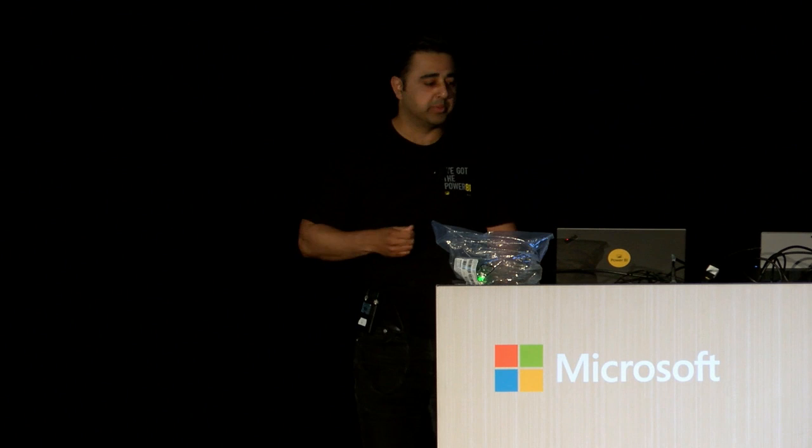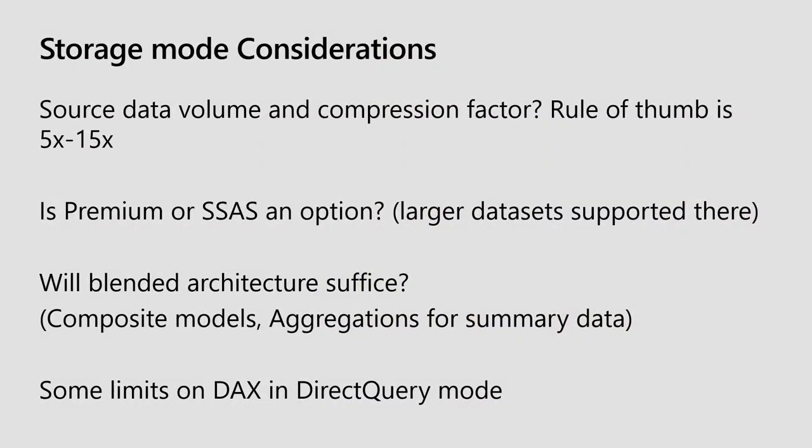So, storage mode considerations. On average, we get between 5 and 15 times compression, and I'll tell you shortly how you get better compression. Think about if Premium or Analysis Services is an option. As I said, if you think you're going to have very large volumes of data, you might need to consider Premium, because Premium currently can host up to 10 gig data models. We're working on increasing that. And Analysis Services, the S9 SKU in Azure, can go up to 400 gigs. So you can get really, really large models in Analysis Services.